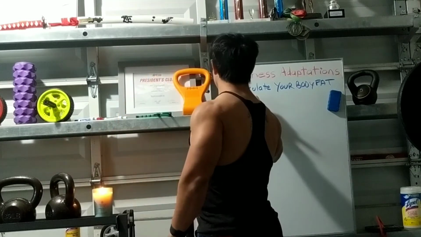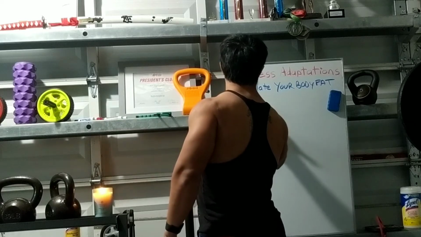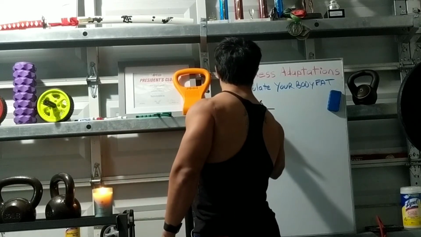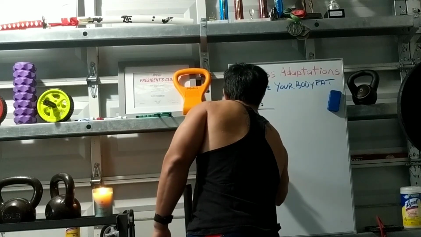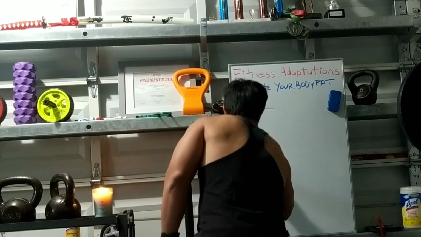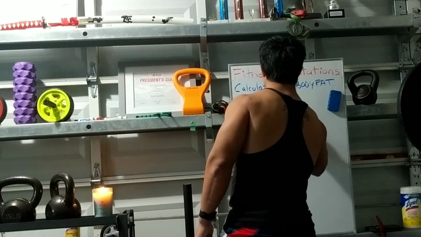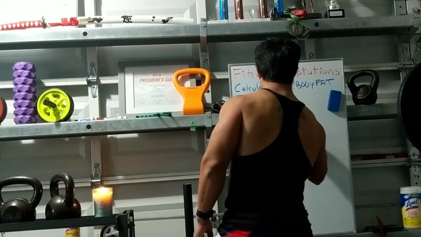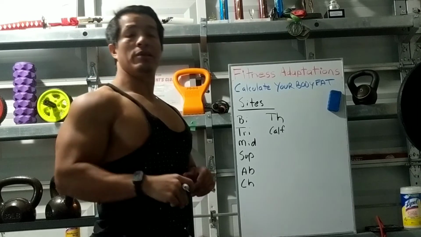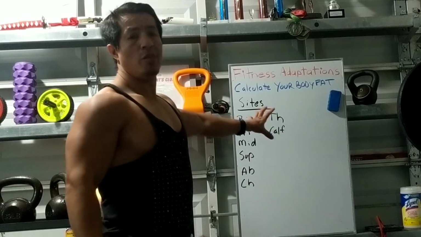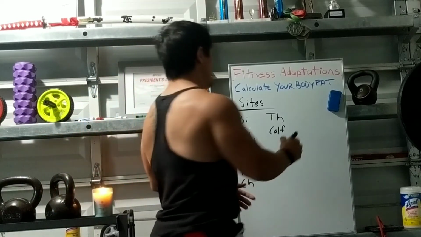Now, the measuring sites. My favorite sites to measure will be the bicep and the tricep. These are ones I can measure on my own. My mid-axillary, my suprailiac, my abdominal, my chest, my thigh, and my calf. So these are sites that I can measure on my own. I can't measure my lower back or my subscapular, but these are more than enough to get a reading, to get a number. And you also need your weight.